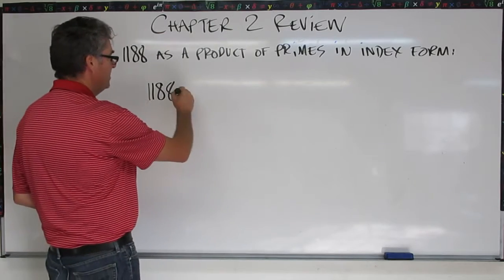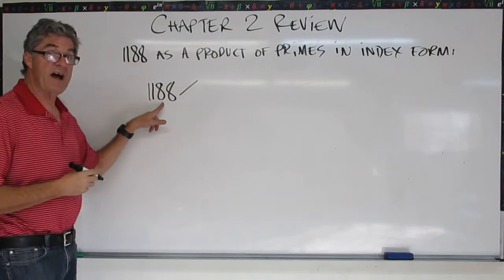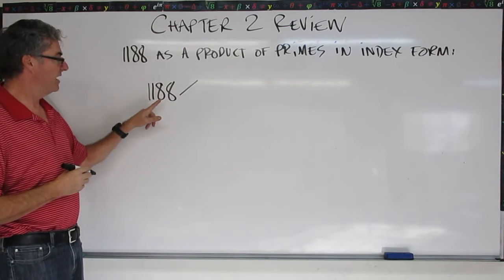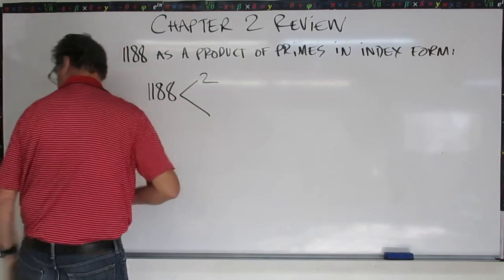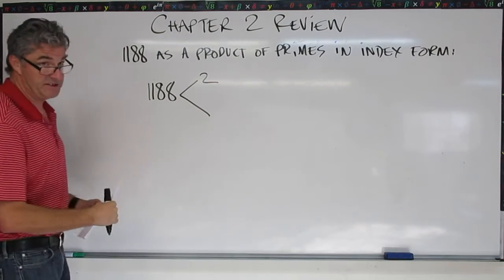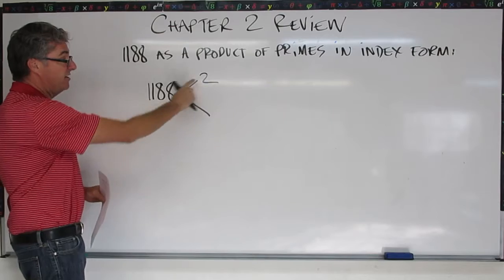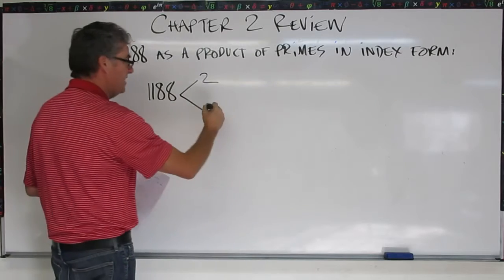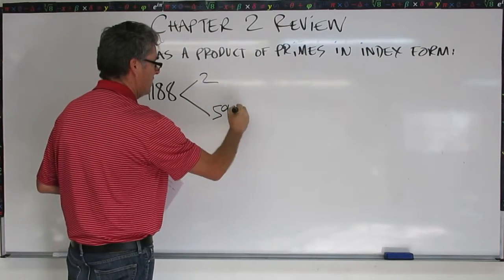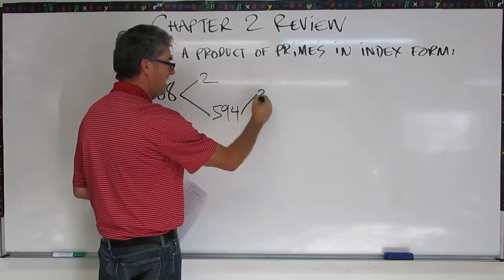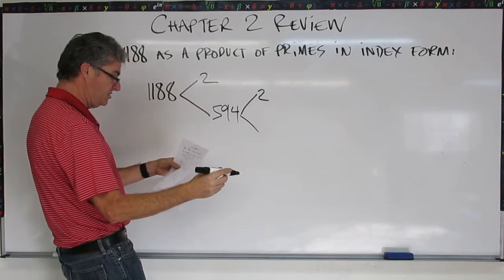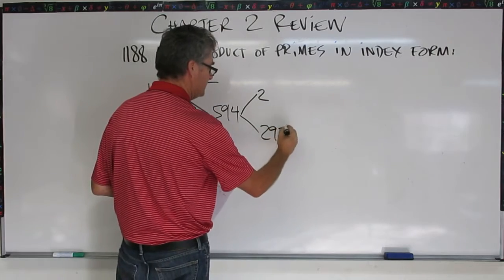So what I do is I start dividing by the lowest primes. Can I divide 1188 by 2? Sure I can. I don't have these numbers memorized, so when I pull out my calculator and divide 1188 by 2, I get 594. Now that's even. I can divide by 2 again. Let's just keep doing that. So 594 divided by 2 gives me 297.